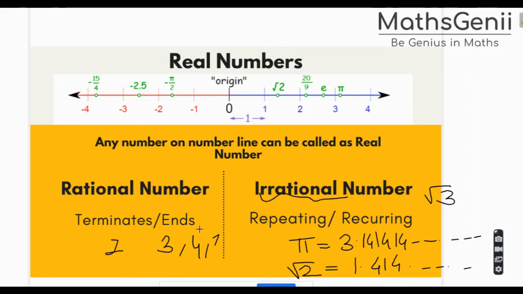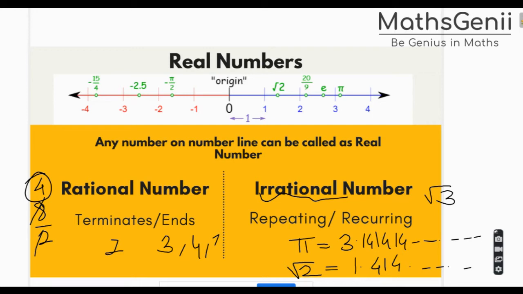These values are terminating, finite. They have some end. For example, 8 upon 2. If I cancel this out, 2 ones are 2, 2 fours are 8. So 4 has an end, correct? It's ending. It's not having a repeating structure. Hence, it's called a rational number.